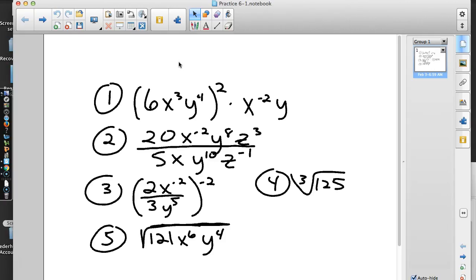So problem number one, write the problem down. Remember, that's part of it, because then you can think through it as you're doing the problem. It is (6x to the third y to the fourth) squared times x to the negative 2 power y. Go ahead and do that problem before we go on to the next one. I'll turn the lights up so you can see too.